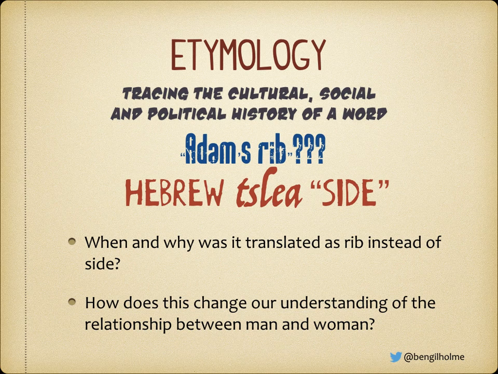Secondly, if we take this idea of rib, which also has the connotations of a cage, of something protecting the vital organs, and you take one of those away, it suggests that in God creating woman, he's actually weakened man. So again, the idea of side is far more positive and promotes a far more equal relationship between man and woman. We get that understanding all by looking at the etymology of the word.